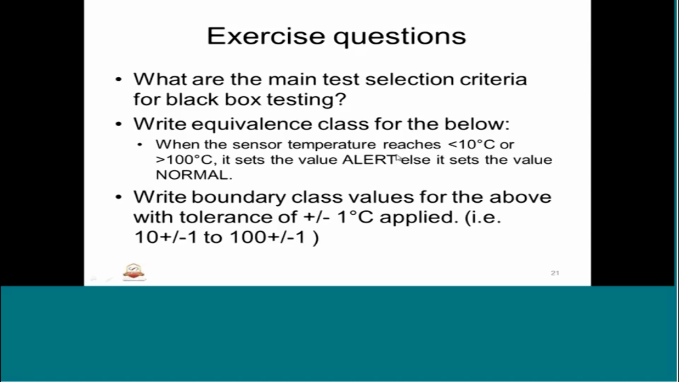When the sensor temperature reaches less than 10 degrees centigrade or greater than 100 degrees centigrade, it sets the value alert, else it sets the value normal. So we have a temperature sensor which will indicate an alert if the temperature goes below 10 degrees or above 100 degrees. Otherwise, it sets the indicator as normal. Write the boundary class values for the above with tolerance of plus or minus 1 degree centigrade. Anyway, boundary class next session. So that is the end of the session.